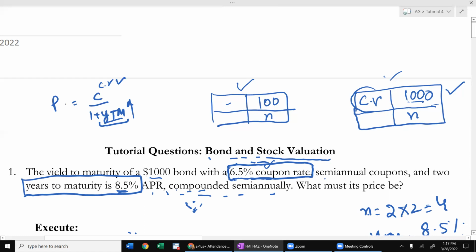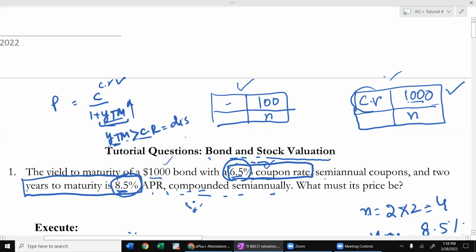Decrease. Very good. Since in this case our YTM is higher than the coupon rate, in other words our denominator is higher than the numerator, because we receive this coupon payment by multiplying this 6.5% with 1000. So the bond will be trading at a discount, because people are requiring more. They are requiring 8.5%, but the bond is offering you 6.5%. So you will not buy this bond at 1000; you will be buying it at a discount.